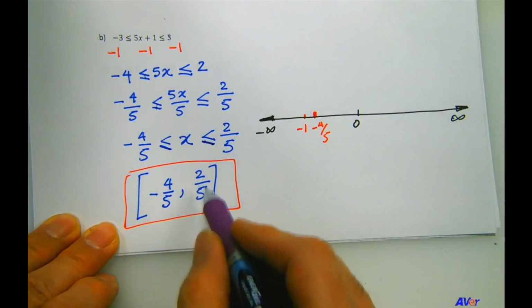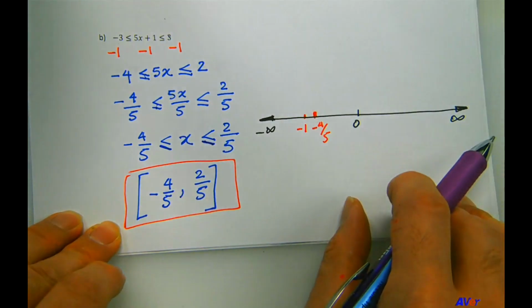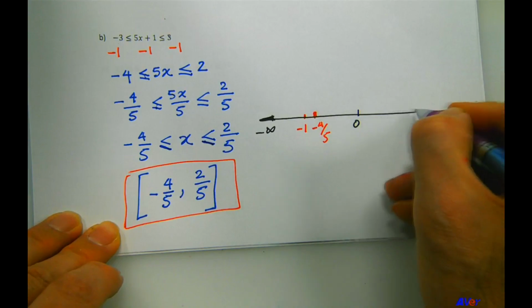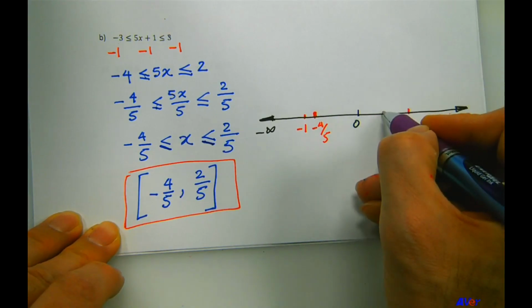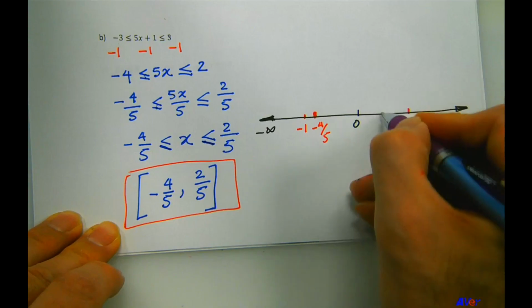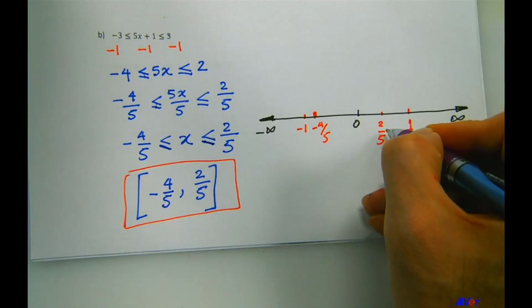And then 2 over 5 is a lot less than 1, right? So if we have 1 here, 2 over 5 is less than a half of that. So let's say this is 2 over 5. Okay, like that.